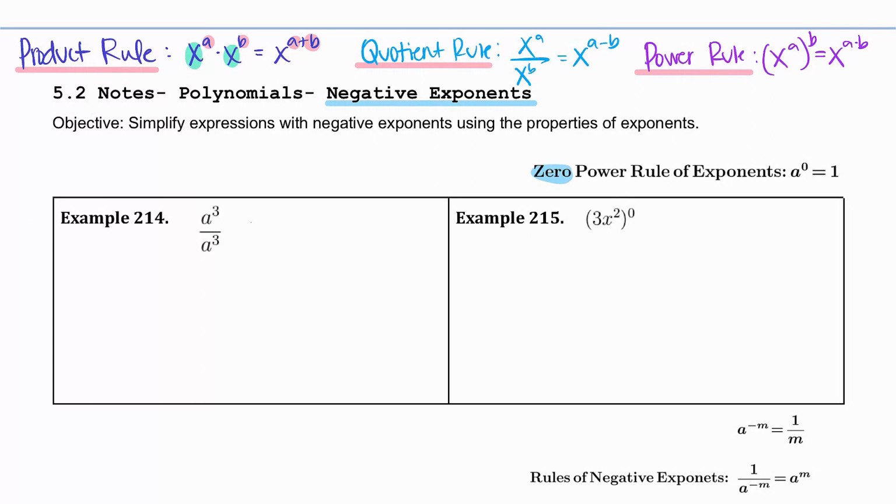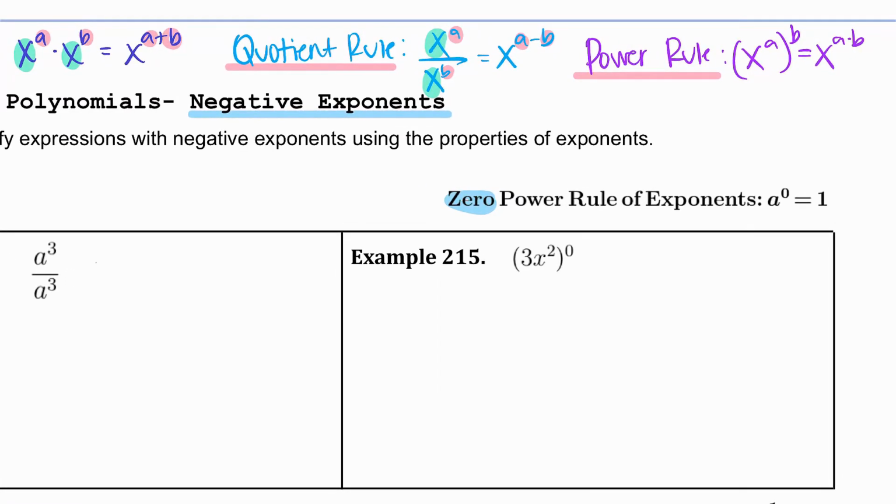With the quotient rule of exponents, quotient means division. If we have the same base and we are dividing those and they have exponents, we take our top exponent minus our bottom one. So x to the a divided by x to the b is x to the a minus b power. And then the third rule is the power rule, when we have a power being raised to a power. So if we do that, we take our inside power and our outside power and we multiply them. So x to the a, raised to the b power, is x to the a times b.